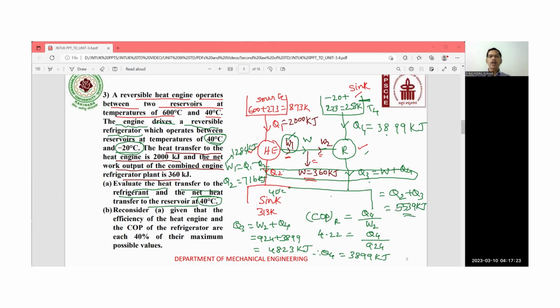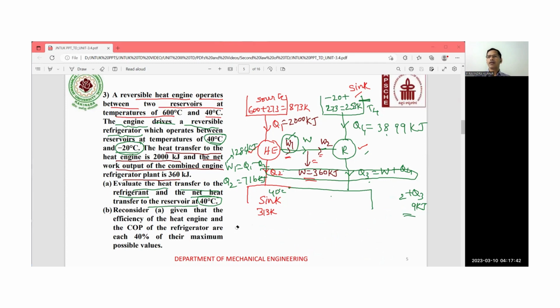Now what is going to happen here? In the second bit, what is given? I'm going to erase this portion. In the second portion, what is mentioned? Given the efficiency of a heat engine and the COP of the refrigerator are 40% of their maximum possible values. So what is given?